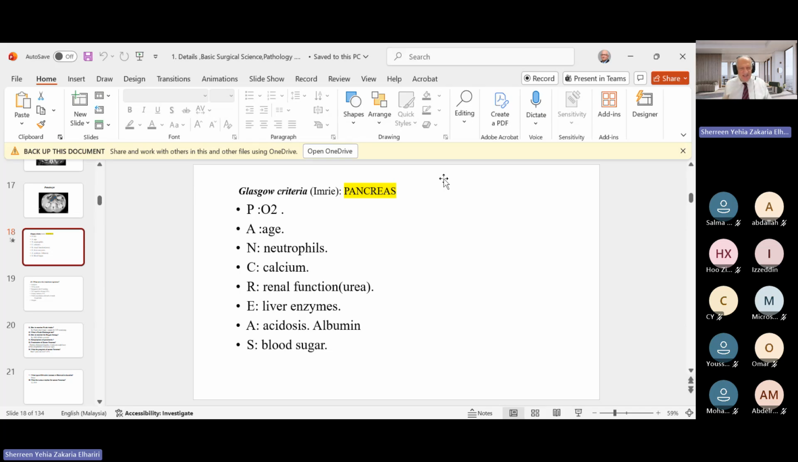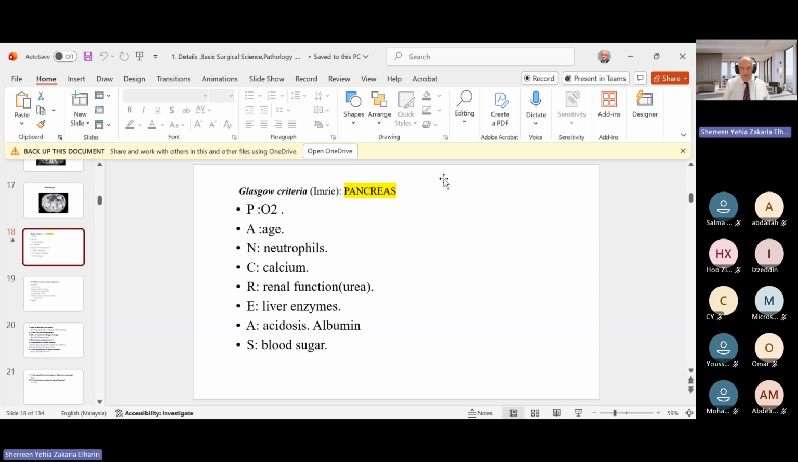Why is the calcium decreased? Because after the action of lipase, it breaks down the fat and the fat will take the calcium with it. You mean the formation of calcium soap because of the reaction of the pancreatic enzymes with the fat in the greater omentum, which is much. What about renal function? Renal function is high. Urea is high, increased. Okay, and liver enzymes? Yeah, liver enzymes are also high.